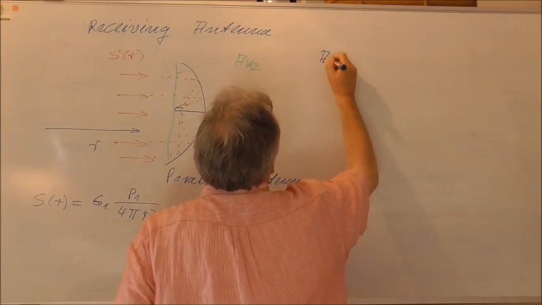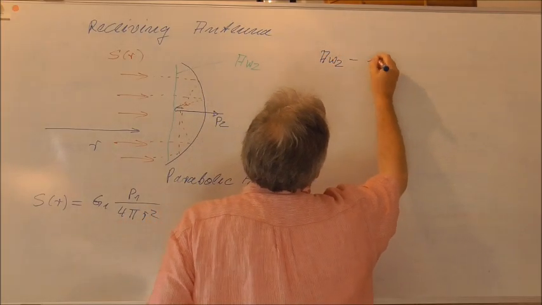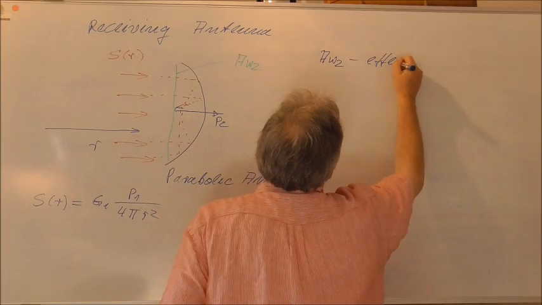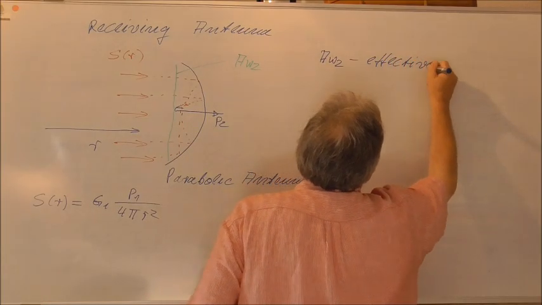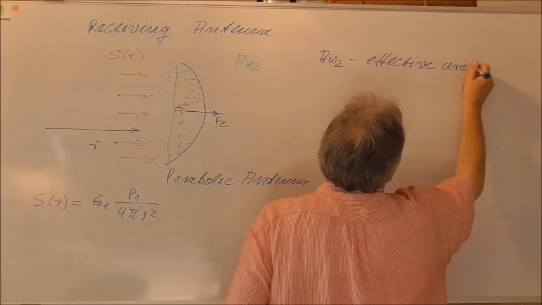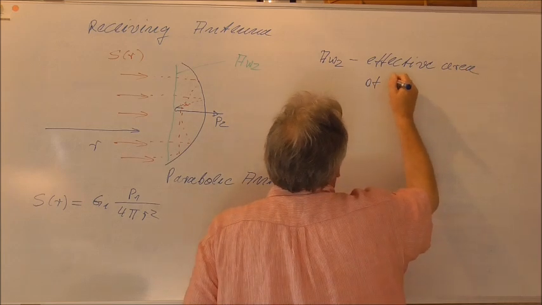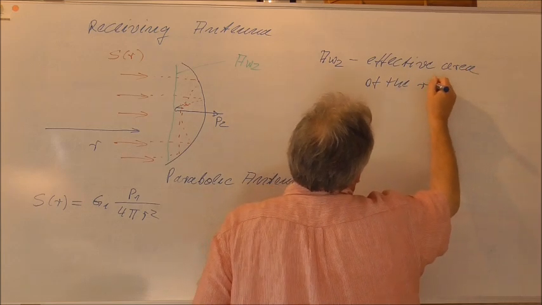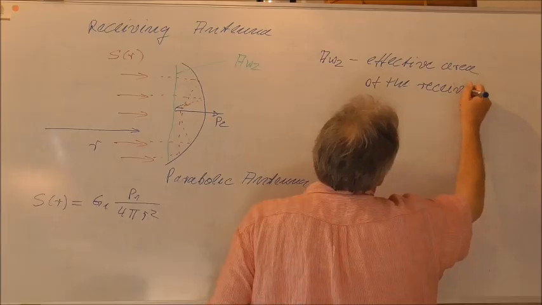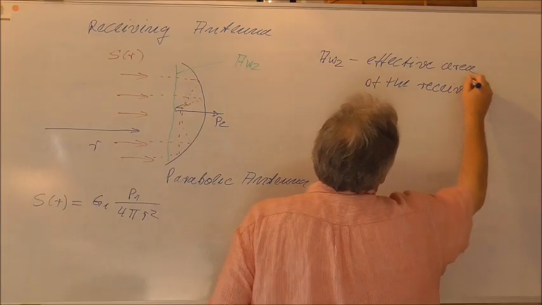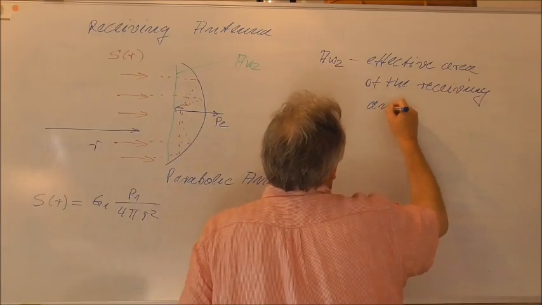AV2 is the effective area of the receiving antenna.